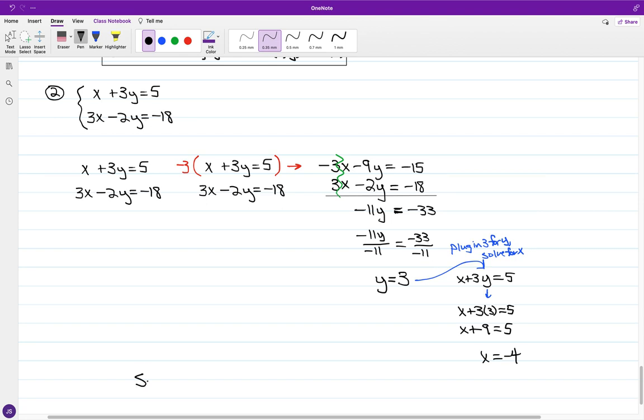So we're going to have for the solution, x is equal to negative 4 and y is equal to 3. And again, if you were to display it as an ordered pair, for the point we would have negative 4, 3.